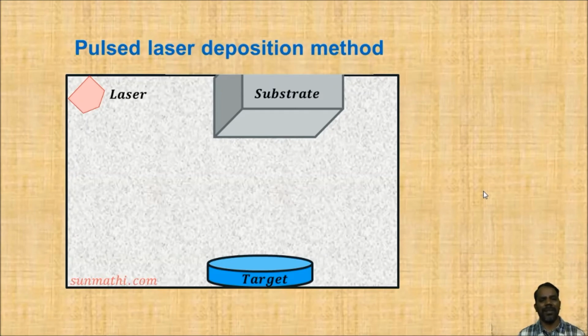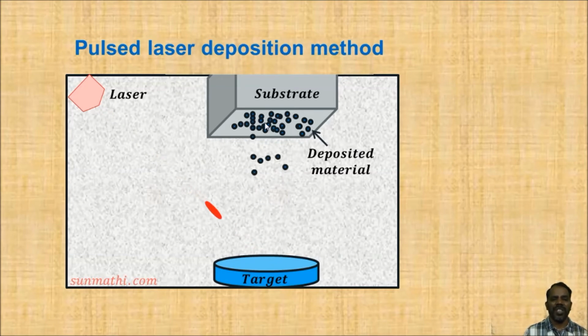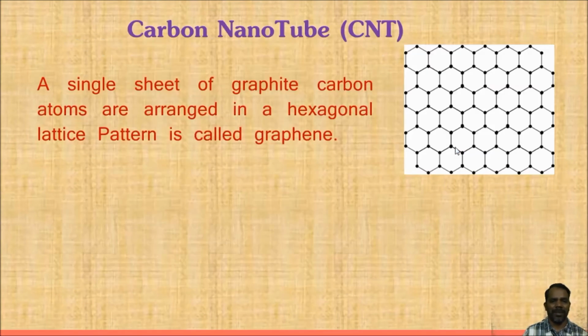Another one is the pulsed laser deposition method. In this case we have one laser source. This is the substrate, this is the target material. Suppose the laser beam falls on the target, so the atoms gain some energy and escape from the solid phase and are deposited on the substrate. After some time, we get nanosheets occupying the substrate surface. This is another type of laser deposition method.